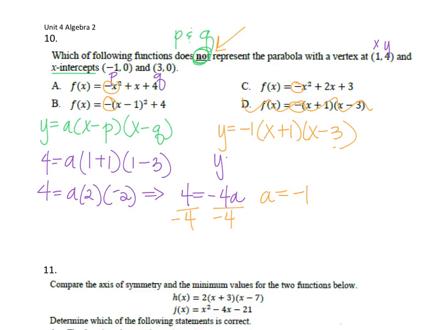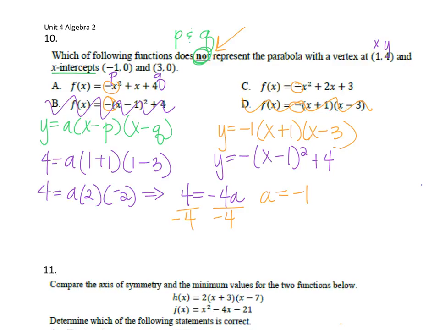So another way I can look at it is I do know the vertex. I can write it in y equals a times (x minus h) squared plus k. A is -1, x minus h is x minus 1 squared, and then plus k, and k is 4. Well, do I have that anywhere? Let's see. Well, here you go, it's right here, B. Okay, B is the same thing.